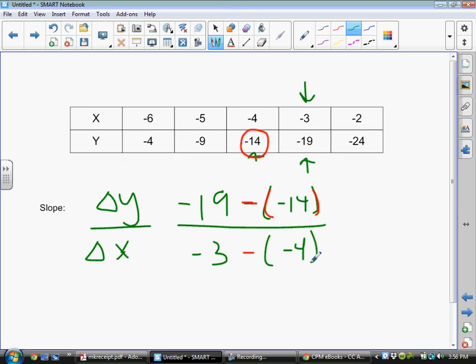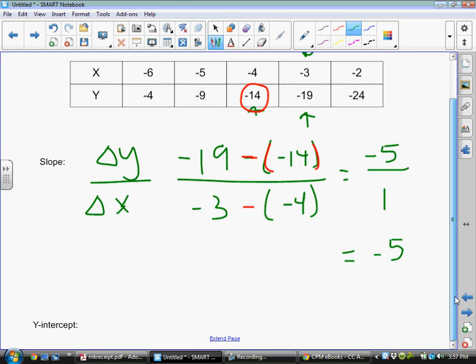In the previous one, we were dealing with positive values. When you're dealing with negatives, sometimes you run into some trouble. So I take the one term minus the other term, in the same order. Now I'm going to do the top and the bottom. Let's do the operations here. I have negative 19 minus negative 14, which becomes a negative 5. On the bottom I have negative 3 minus negative 4, which becomes a positive 1. So my slope is going to be negative 5. That's my slope, or the change. The change every time is going down by 5.